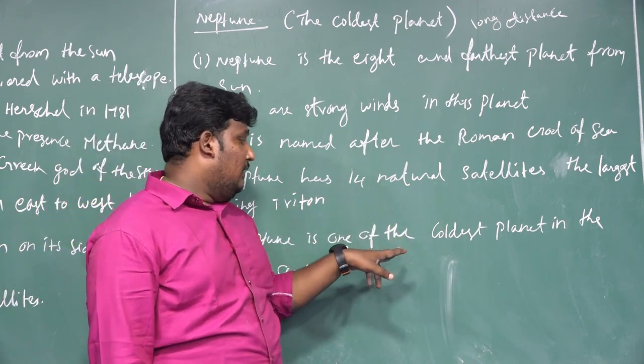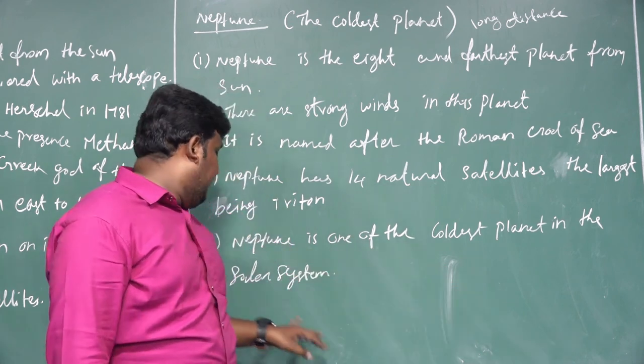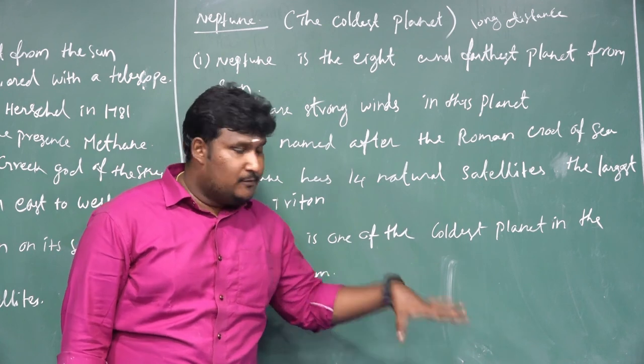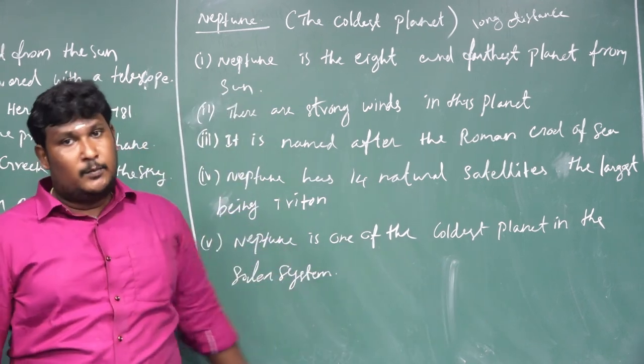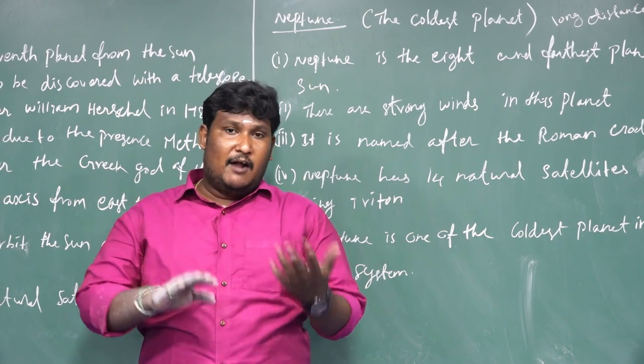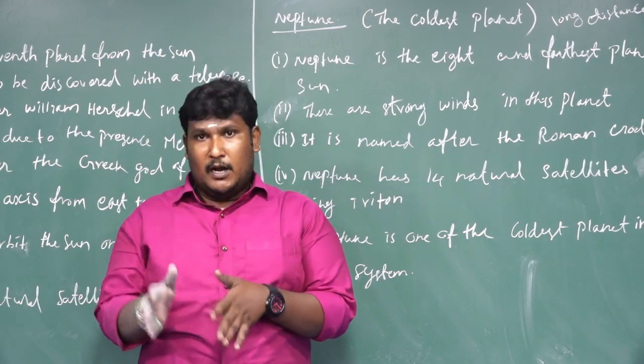Neptune is one of the coldest planets in the solar system. Okay, children, we just finished the 8 planets, and after this section, we will see the overall unit.